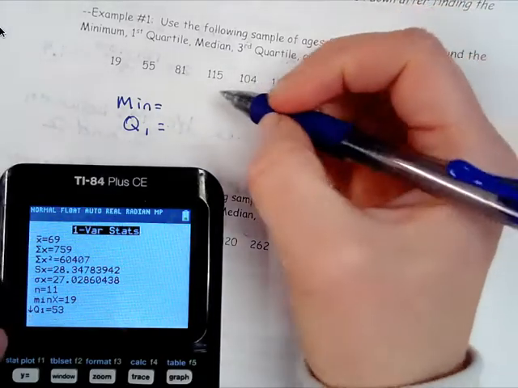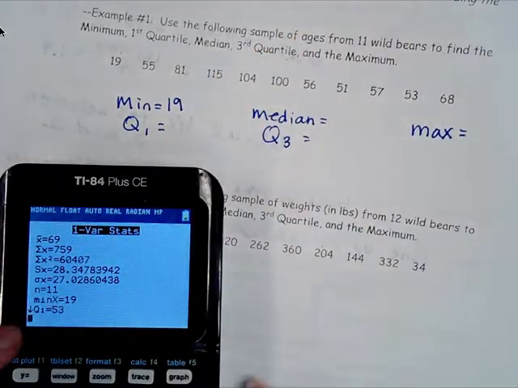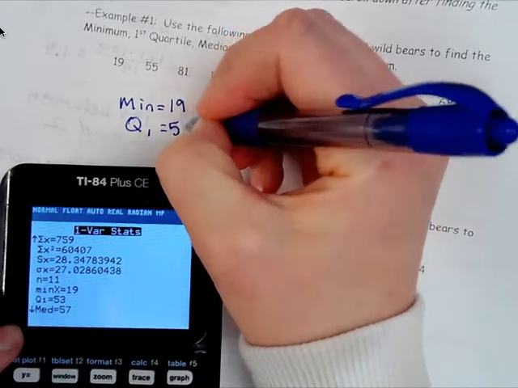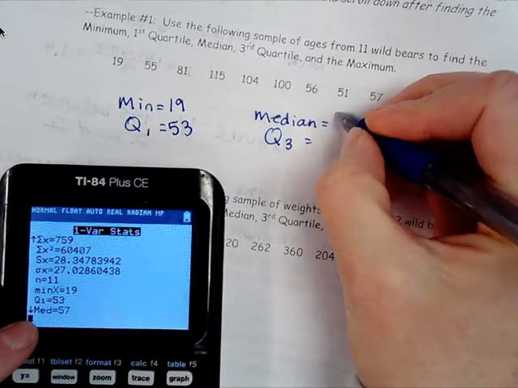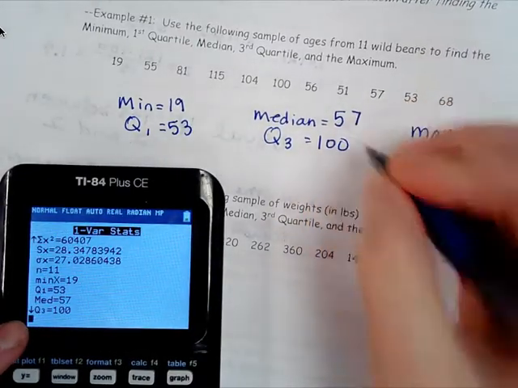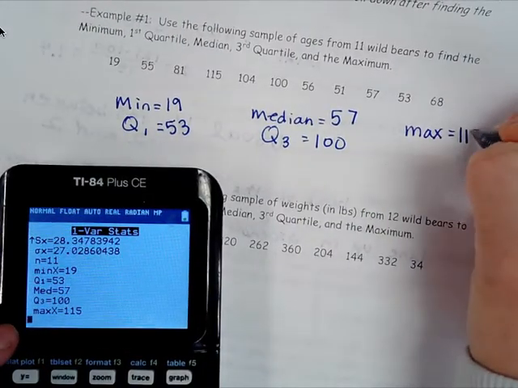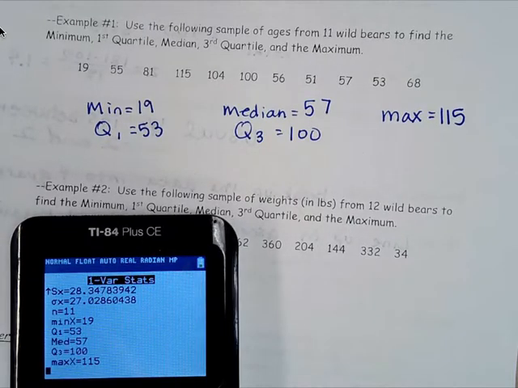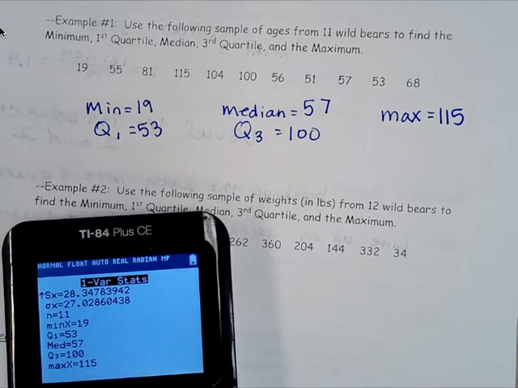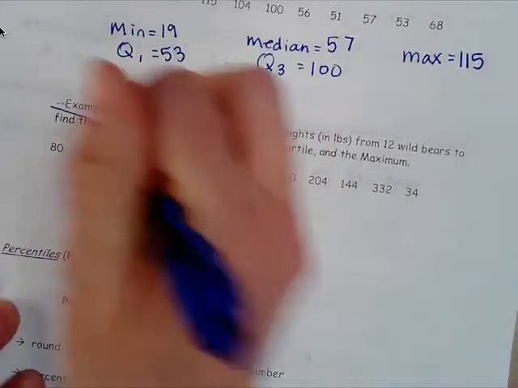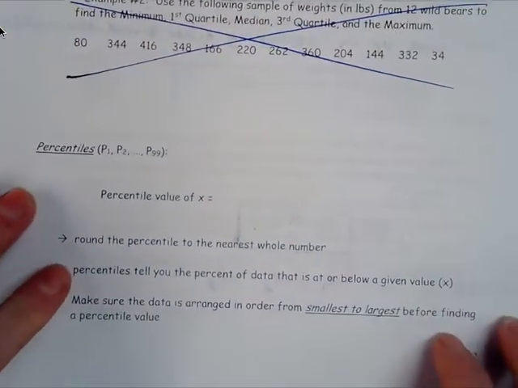So our minimum is 19. Quartile 1 is 53. Median is 57. Quartile 3 is 100. And max is 115. All right, we're going to skip example 2. Let's go on to percentiles.